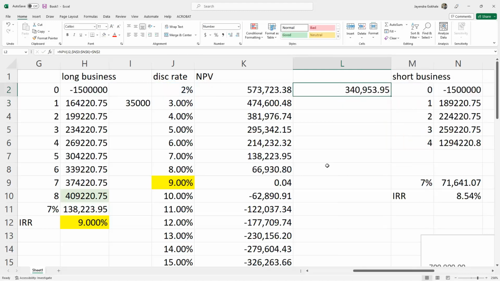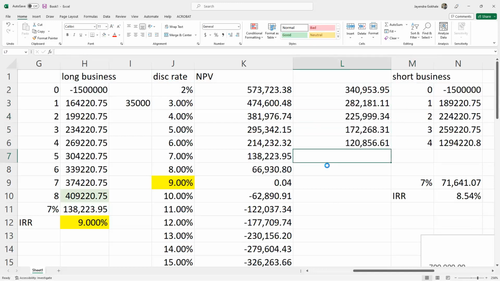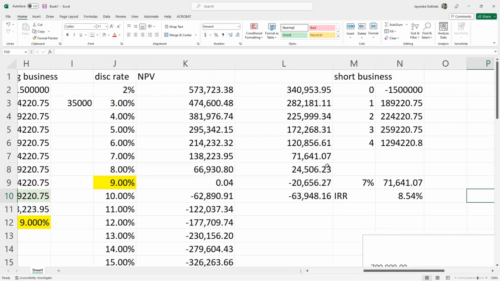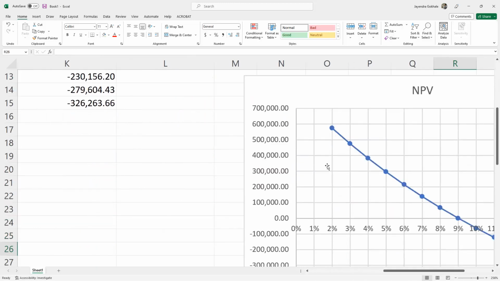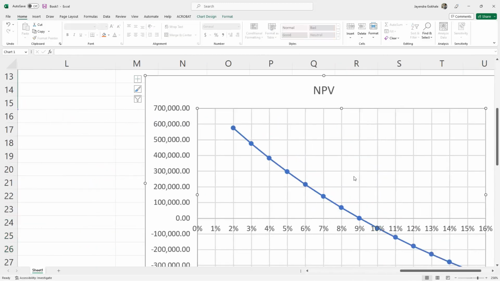Shift Control 1. And then Control D, Control D, Control D. Look, it is still between 8 and 9%. The NPV is still between 8 and 9%. And plotting it on the graph will give us the same result.